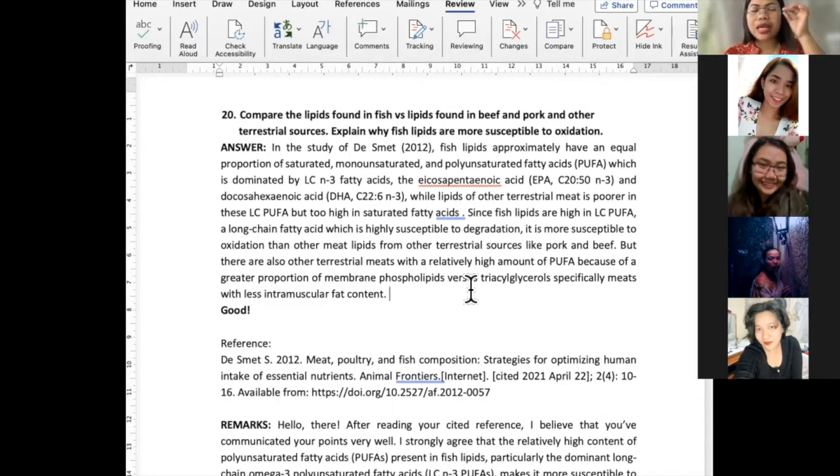The reason why fish lipids are more susceptible to oxidation is that fish lipids have higher amounts of polyunsaturated fatty acids, and PUFAs are more susceptible to degradation because they are very unstable. Since they are unstable, they are prone to oxidation. So that is the answer to this question.